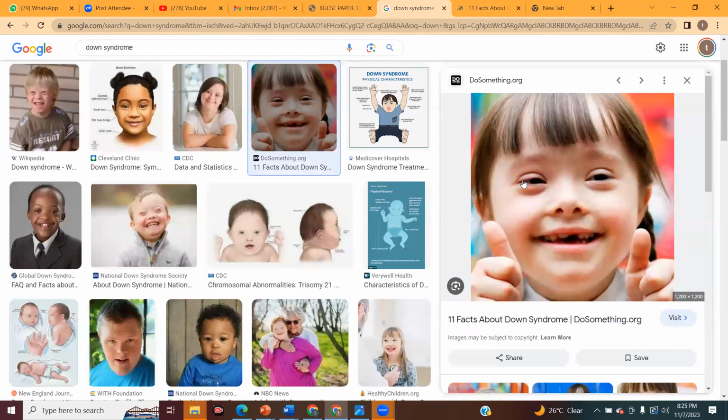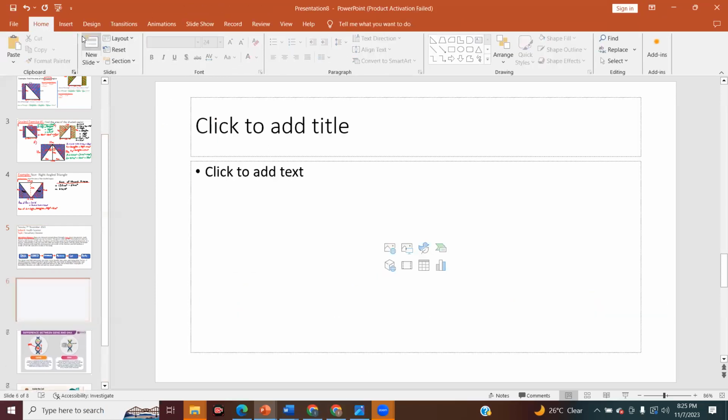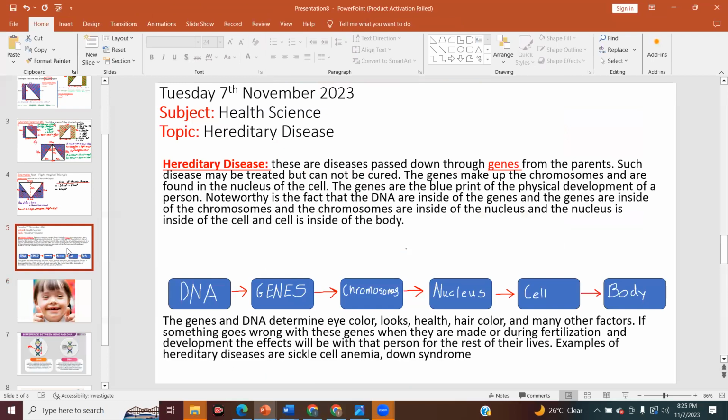So this is a hereditary disease, right? Passed down from parent to child. That's the good thing about it, you can learn something new. Yeah, that's one of the ways. Another way you can get Down syndrome is, for example, if your mother drinks lots and lots of alcohol during pregnancy, then it can increase the risk of Down syndrome too.